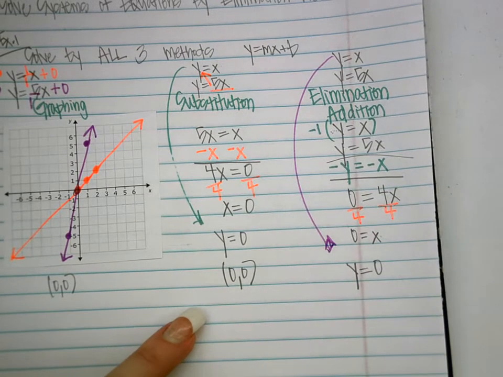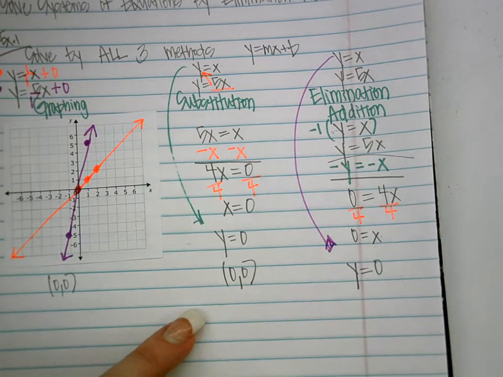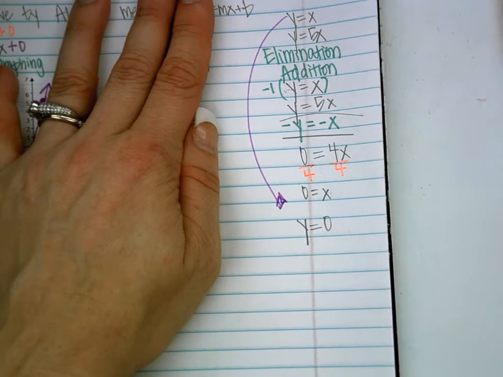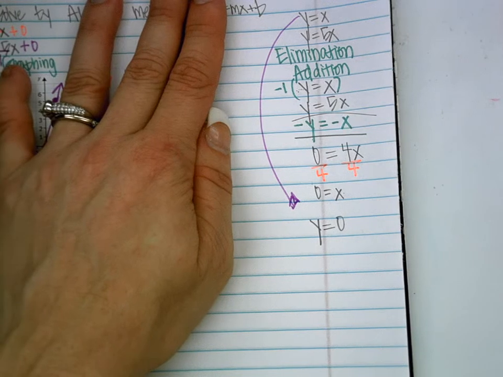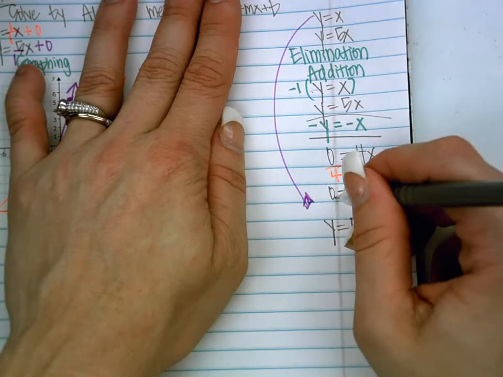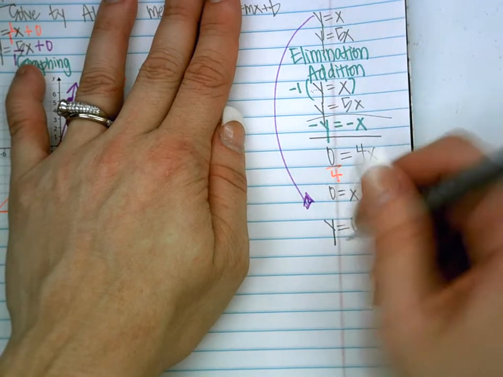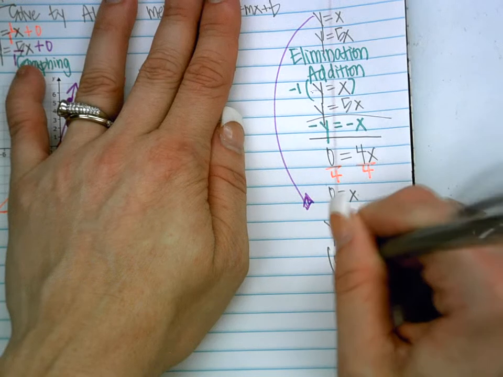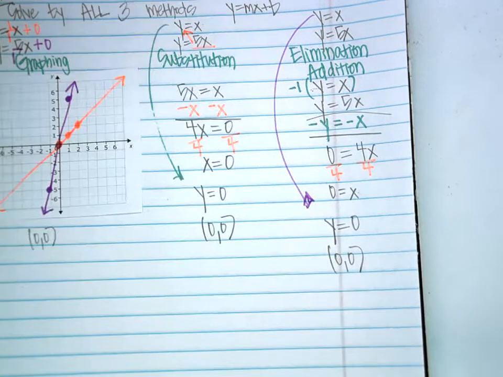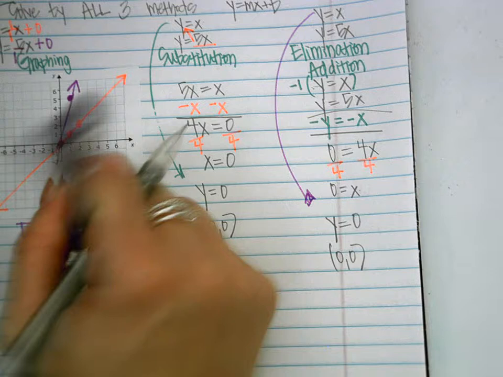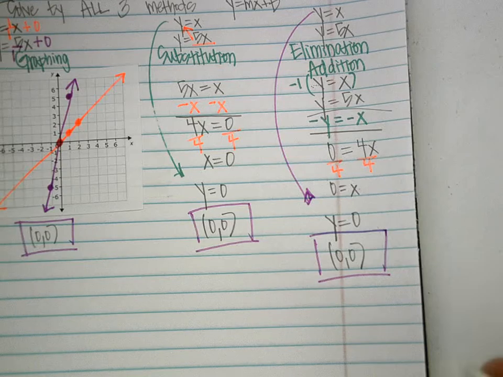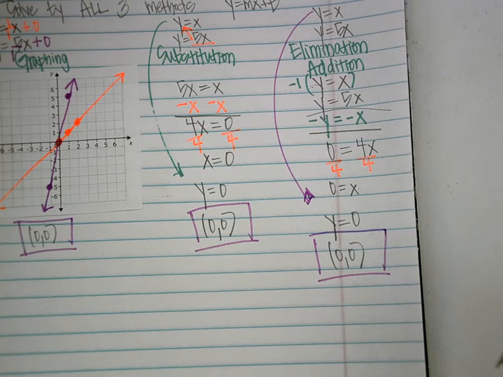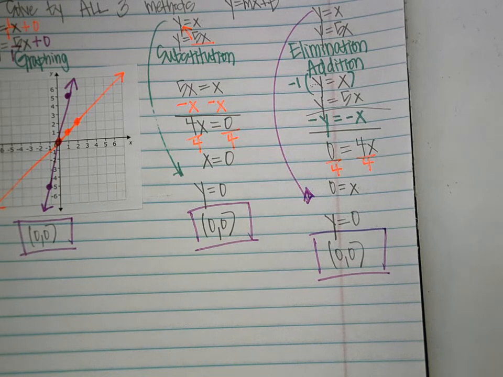How would you answer this question? What is the solution to this equation? Remember, what did I say it has to be written as? A point. So how would you write x equals 0, y equals 0 as a point? 0, 0. So you could get the exact same answer 3 different ways. That's why there's 3 different ways to get answers on your test.